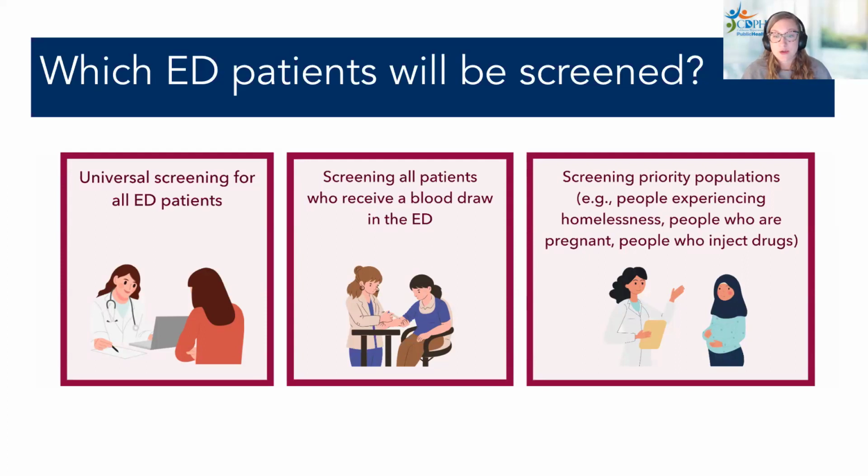And a third is screening priority populations. That might be, for example, individuals experiencing homelessness, individuals who are pregnant, people who inject drugs, whatever that priority population might be for your setting. I'll mention, not listed here on the slide, some folks consider starting by screening people who are getting tested for other STIs as a way to start their testing program and then ramp up to one of these other models. So that's something we've seen as an incremental approach to setting up programs. Next slide, please.